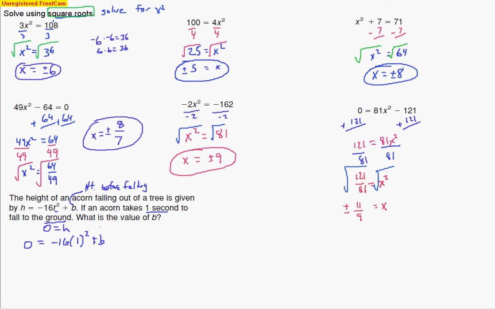So from that point, all you're going to do is square the 1, and you end up with 1 times negative 16 just gives us negative 16 equals 0 and then plus b. Well, from that point, all you have to do is move this 16 back to the other side, and you've got your answer. So there it is. b equals 16. So 16 feet is as high up as the acorn was before it fell.